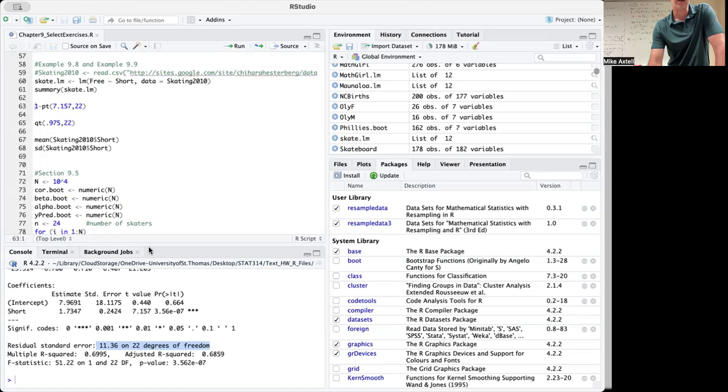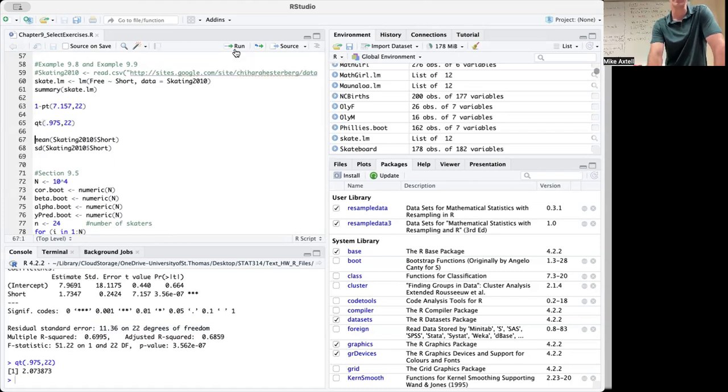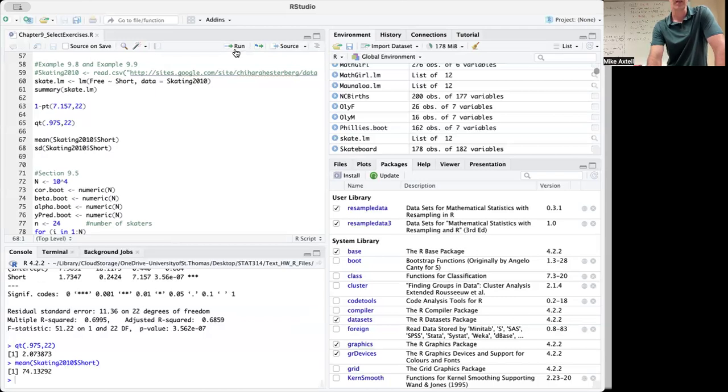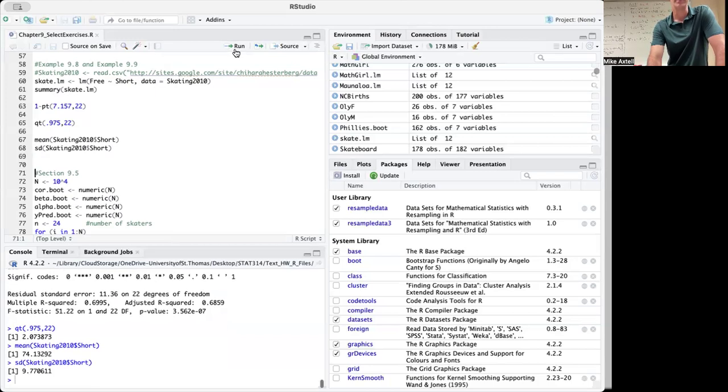Okay. I also need some quantiles. So here's my qt, line 65, my quantile for the t-distribution with 22 degrees of freedom. It's the 97.5% quantile. So there's my 2.074. And then I need the mean of my short scores. And there's my 74.13292. And I need the standard deviation. And there's my 9.770611. Okay.